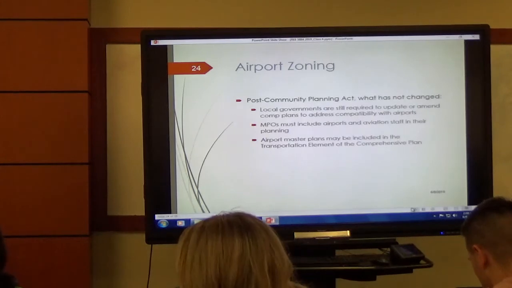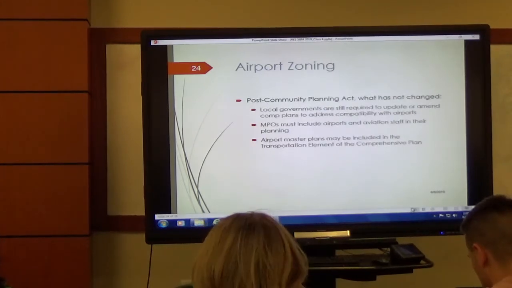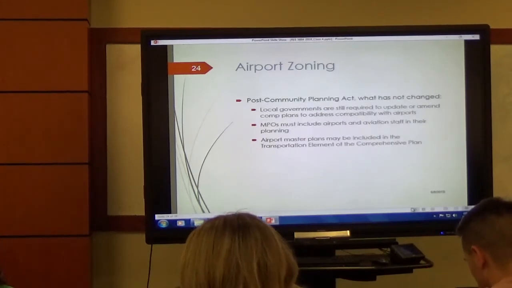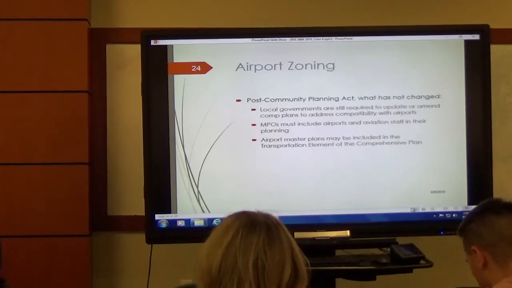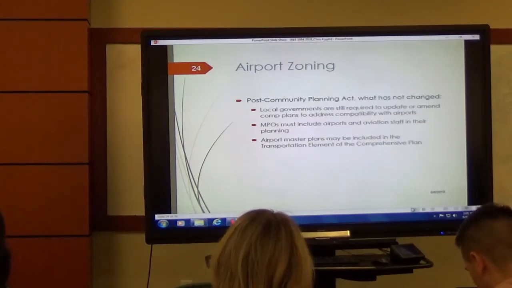It's not like a CRA. It's different. It's a multi-government group that prioritizes transportation projects for the area. Transportation? It's only for transportation?